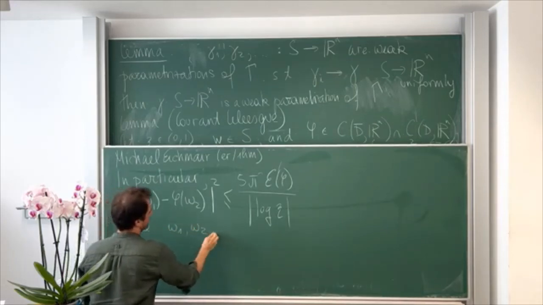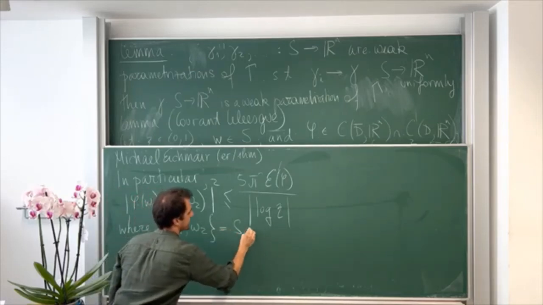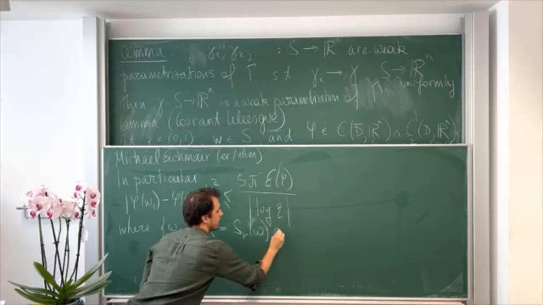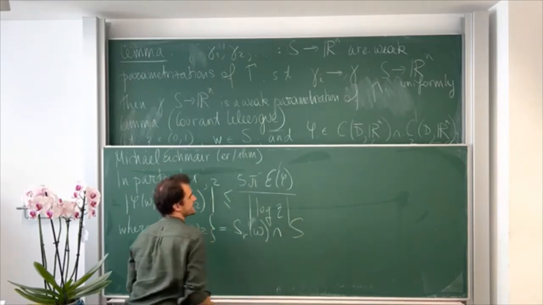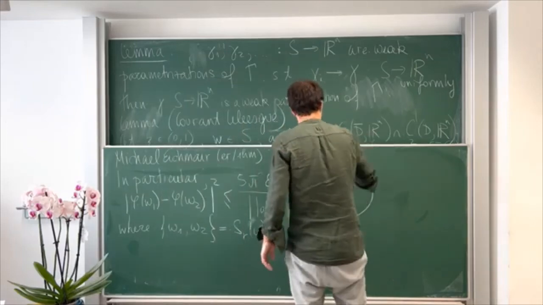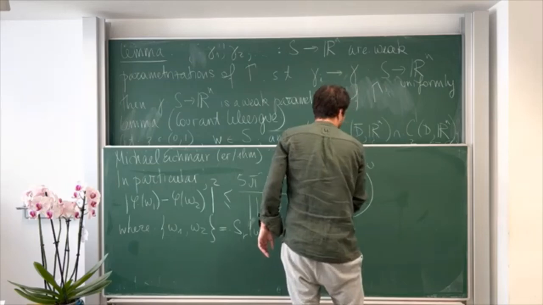Here W1 and W2 are the points of intersection of the circle with the unit disk. So here's the picture. So say, yes, W.